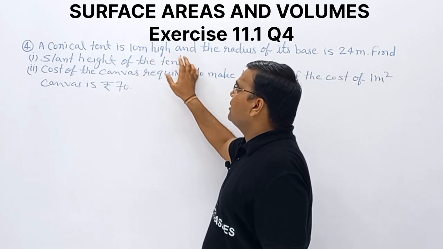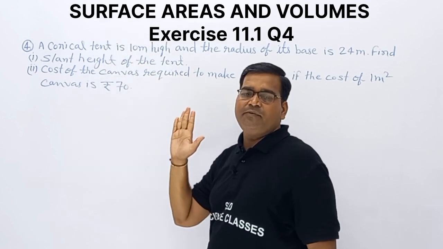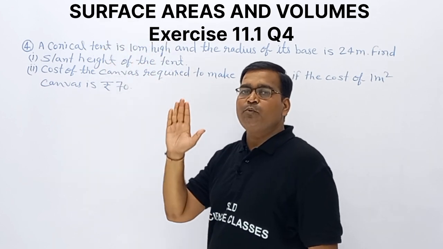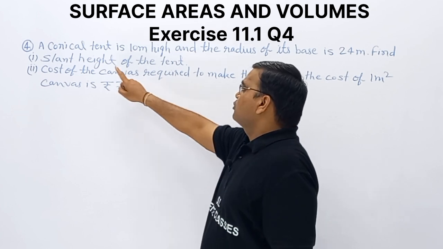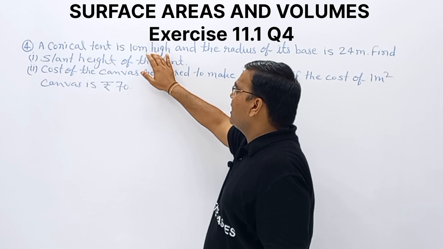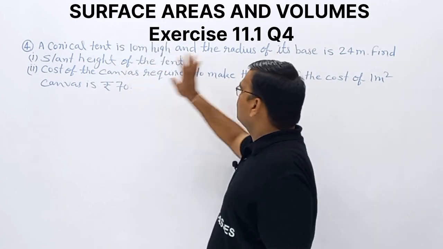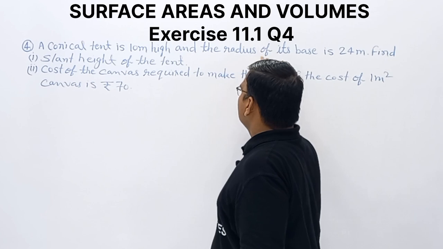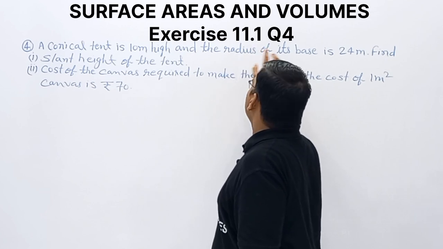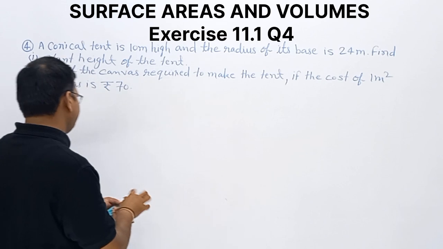The tent is in the shape of a cone. We are having a conical tent, which means it is in the shape of a cone. So we require the slant height. We are given the height of the tent, and the base radius of the cone. So it is a simple question, how will we solve it? Observe carefully.